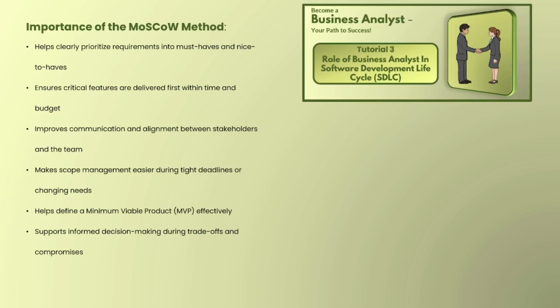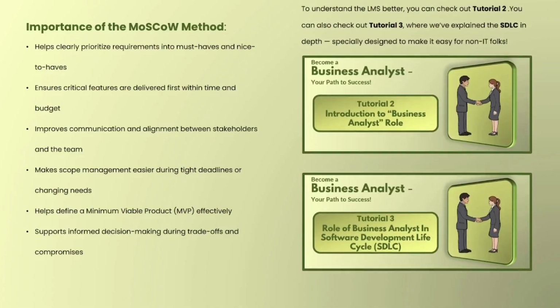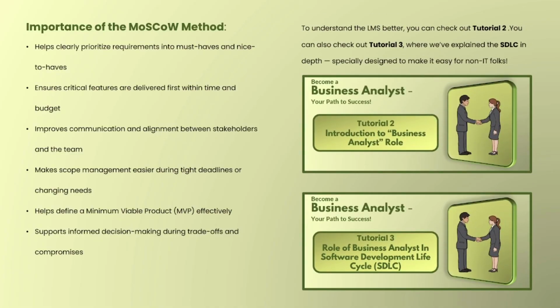Now let's check the importance of the MoSCoW method. It helps clearly prioritize requirements into must have and nice to have, ensures critical features are delivered first within time and budget, improves communication and alignment between stakeholders and the team, makes scope management easier during tight deadlines or changing needs, helps define the minimum viable product effectively, and supports informed decision making during trade-offs and compromises. So these are very important things which MoSCoW carries, and honestly this is the most favorite, most popular method while prioritizing requirements.